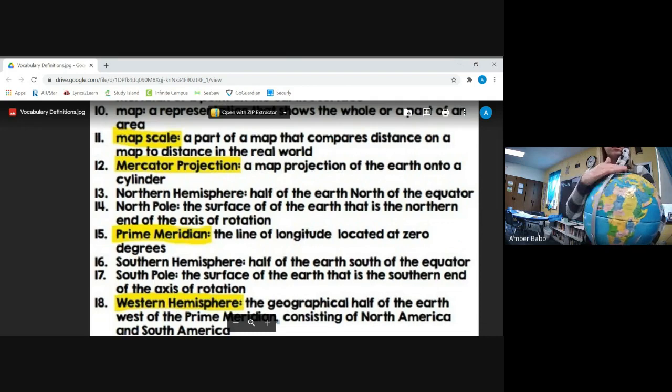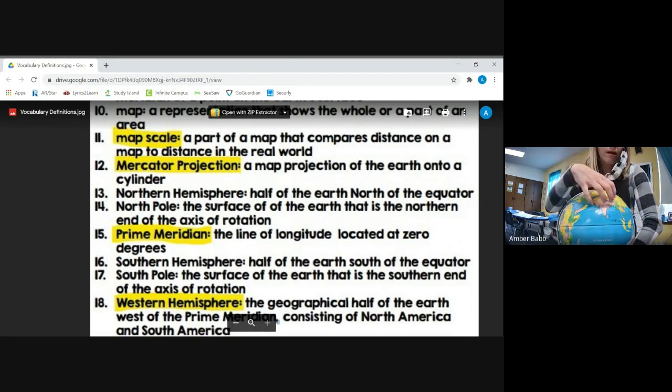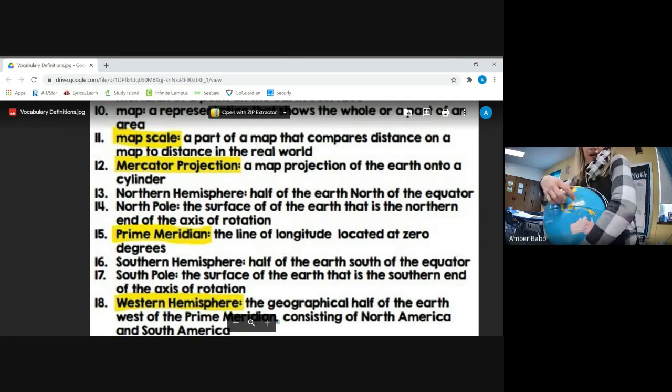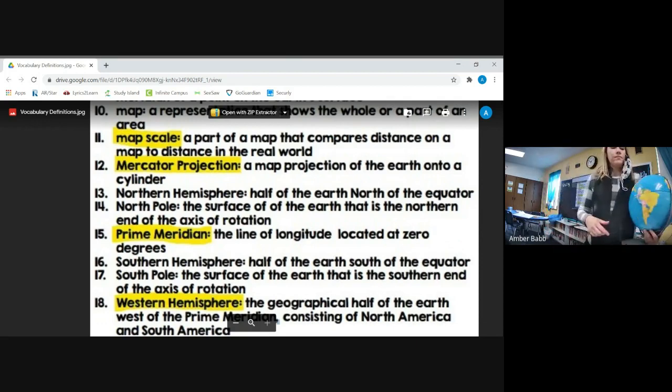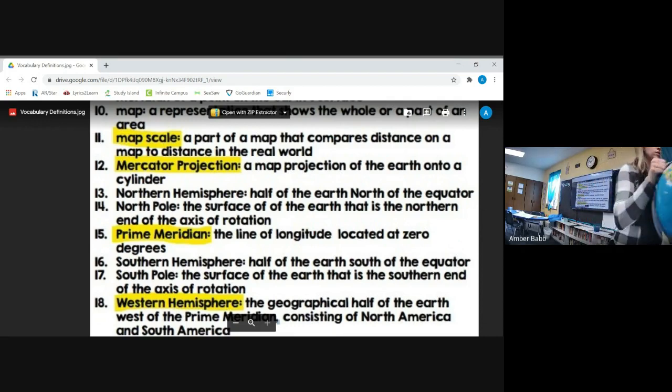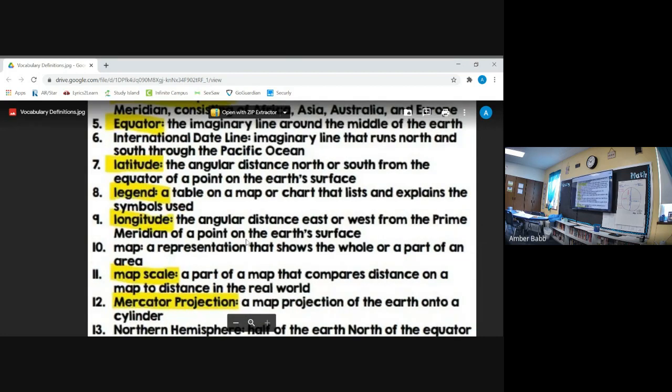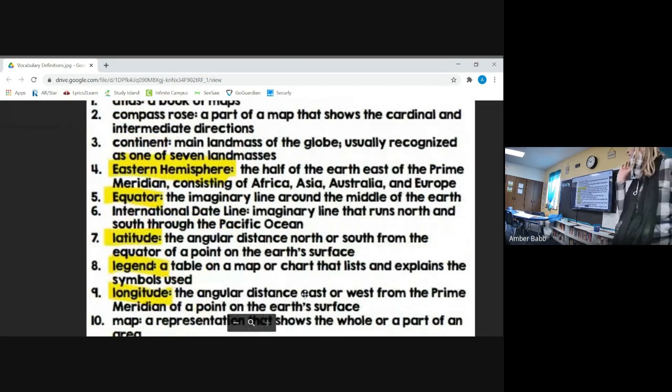So if I'm considering this silver bar here to be my Prime Meridian, now on this side, I've got my Eastern Hemisphere, which is Africa, Europe, Asia, and way down here, Australia. China's part of Asia. All right. And then Eastern Hemisphere, scroll up. The half of the Earth that is east of the Prime Meridian, that has Africa, Asia, Australia, and Europe.